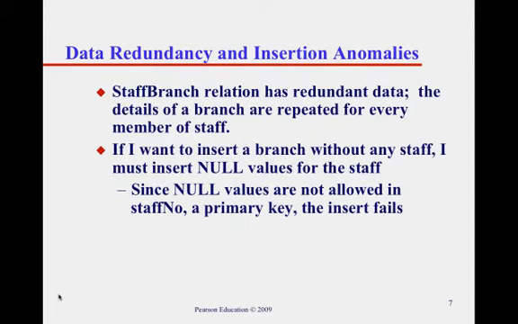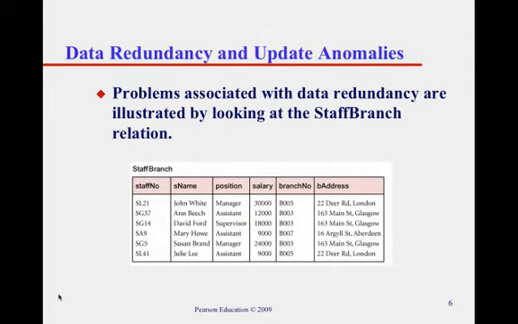Okay, here's another issue. Let's say that with insertion, I've built a new branch, or I'm going to open a new branch, B9 in Paris, but I don't yet have any staff for it. So I could try to insert a tuple into the staff branch relation that says B009, Paris, but since there's no staff yet associated with it, I have to put nulls here. You may think, okay, that's not a problem.